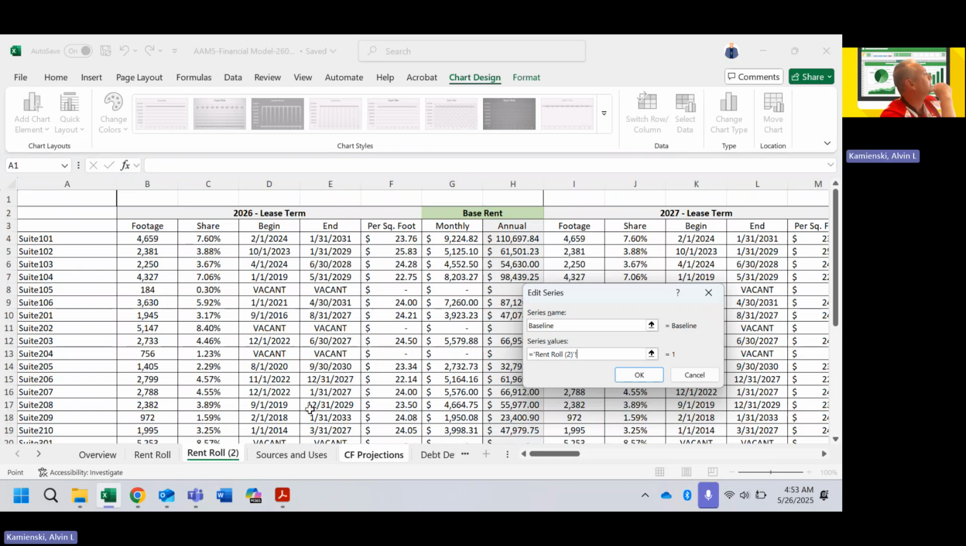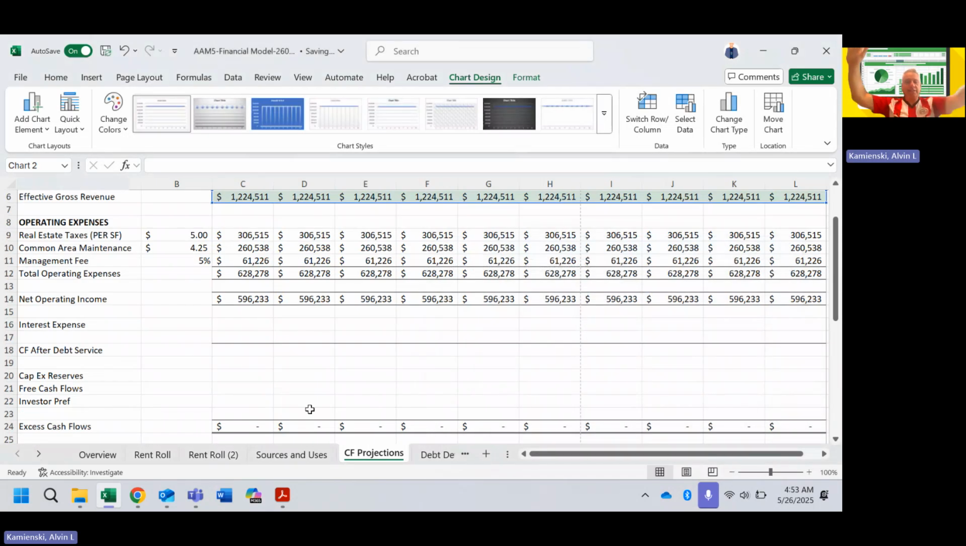Oh, shoot, did I have you do the rent roll and not the cash flow projections? Yeah, I totally just goofed up. That's all right. I'll figure it out. All right, ignore that. Here we go.